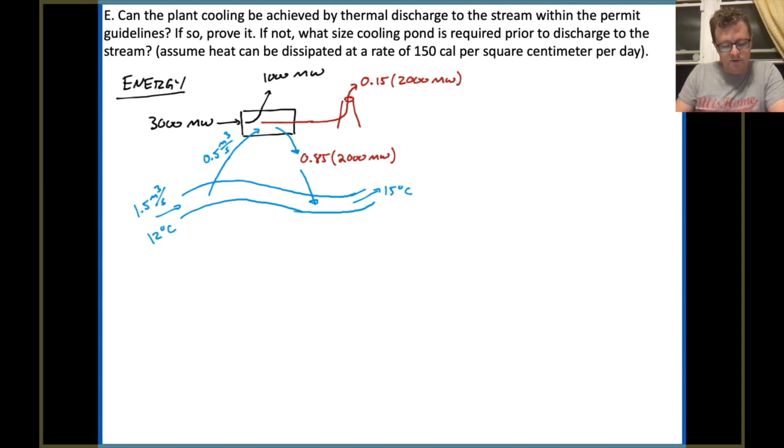So we know upstream of the plant 1.5 cubic meters per second at 12 degrees C. We know downstream of the plant we can't exceed 15 degrees Celsius, and the plant can withdraw a maximum of 0.5 cubic meters per second. So that is representing about exactly a third of the stream flow.